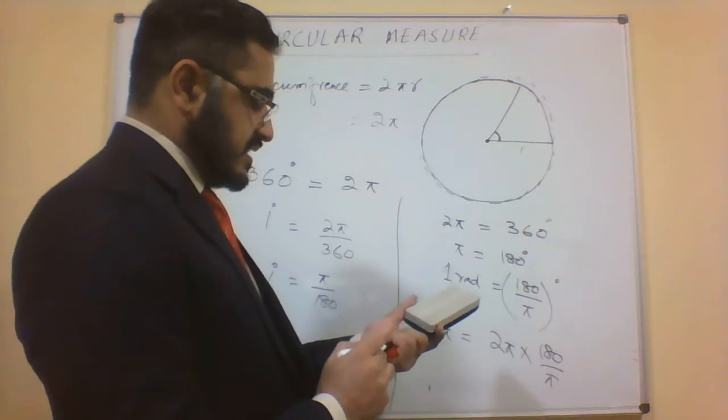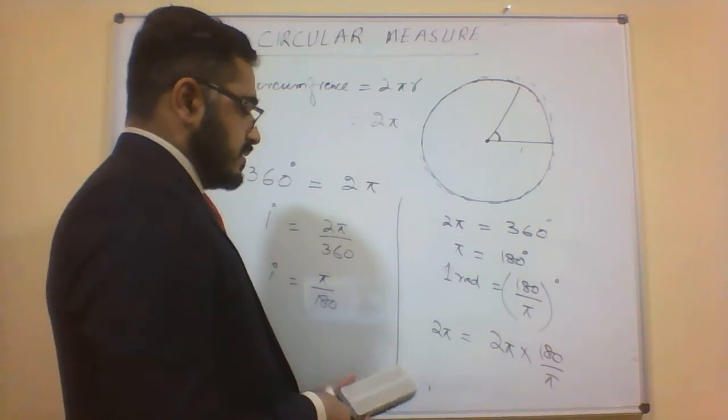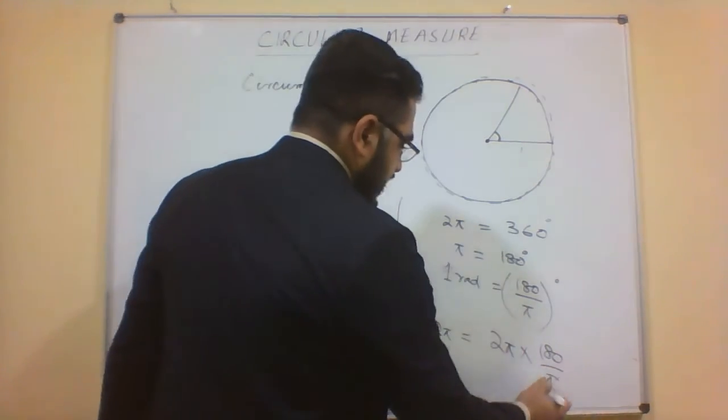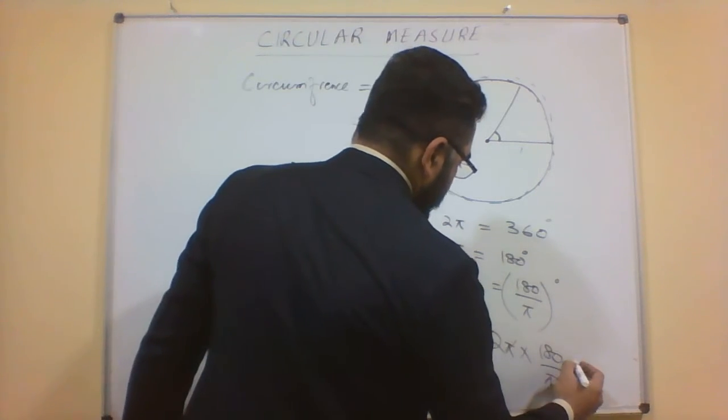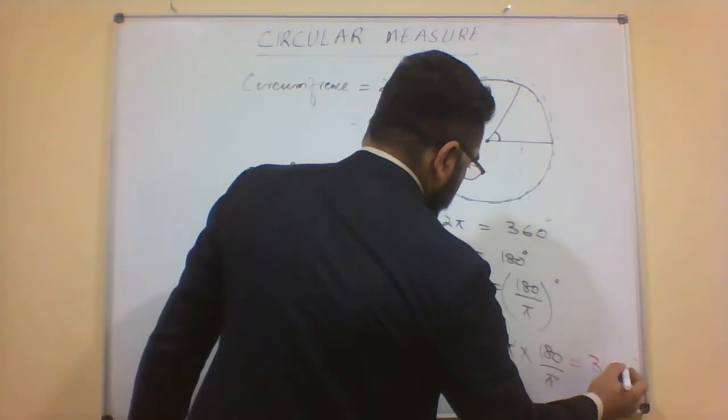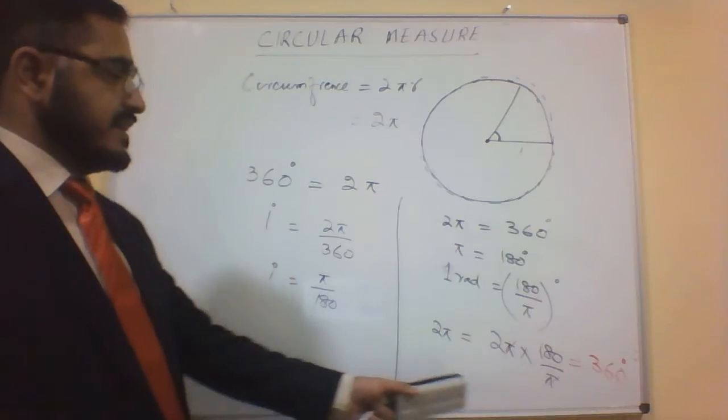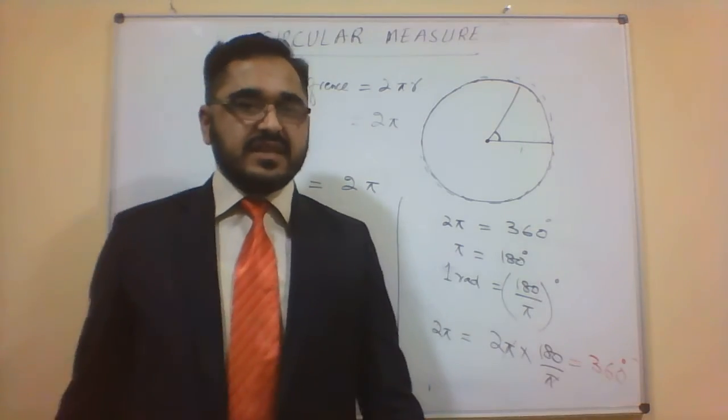Here you can see this pi cancels with pi. 180 into 2 is 360 degree. 2 pi radian is 360 degree. In this way we can convert.